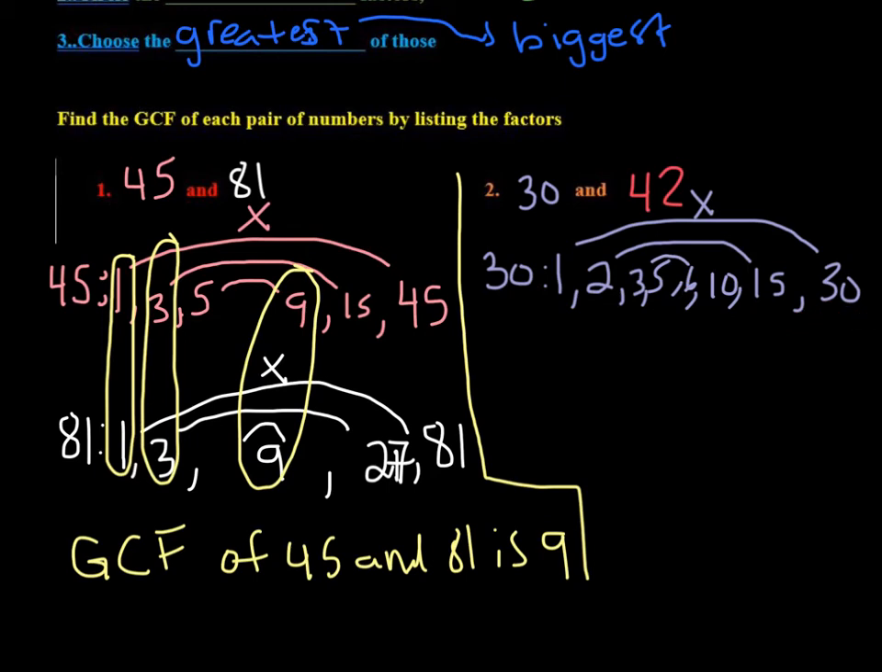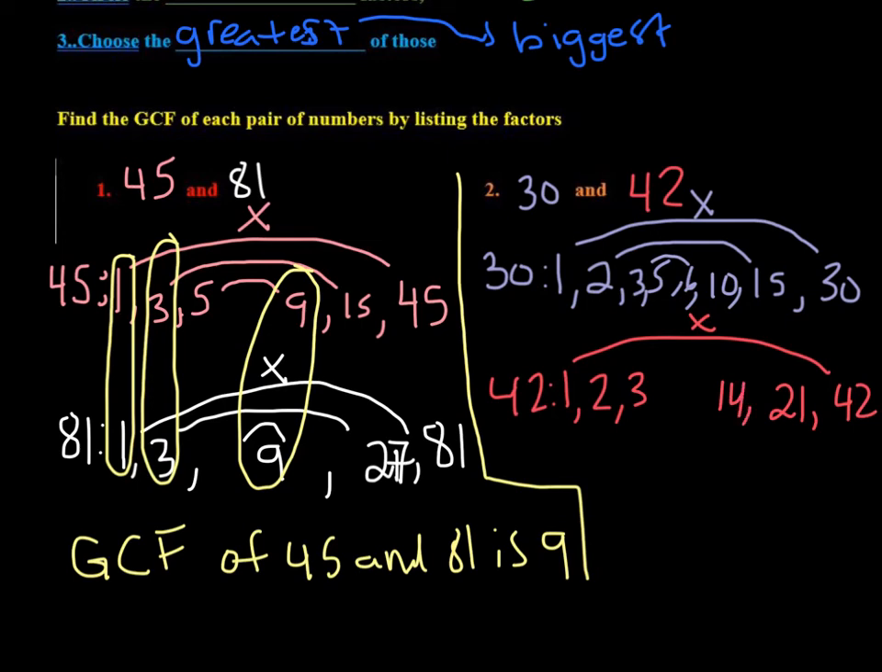So the same thing for 42. Hopefully you got 1 times 42 is 42. We know 2 is a factor because the last number is even. So 2 times 21 is 42. 3 is also a factor because we know that 4 plus 2 is 6, and 3 can be divided by 6. And 3 times 14 is 42.